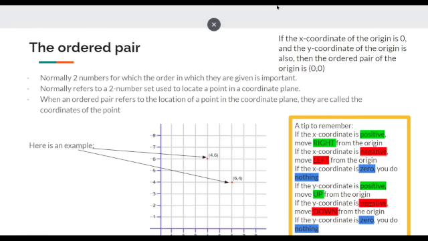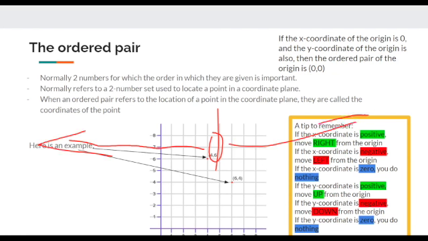Now, a tip to remember is that if the x-coordinate is positive, you move right from the origin. If the x-coordinate is negative, you move left from the origin. It's kind of like a number line. Like 0 is home base. If the number is negative, you keep going left. If the number is positive, you go right, like 1, 2, 3, and -1, -2, and -3, and so on. If the x-coordinate of the origin is 0, and the y-coordinate of the origin is also 0, then the ordered pair of the origin is (0, 0). So your point just never moves; it stays on the origin.